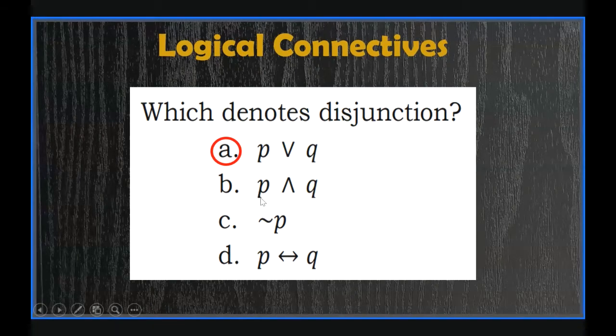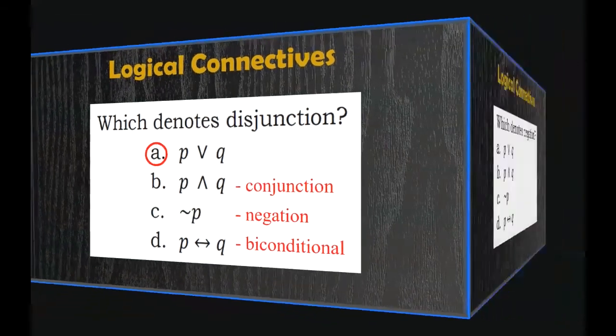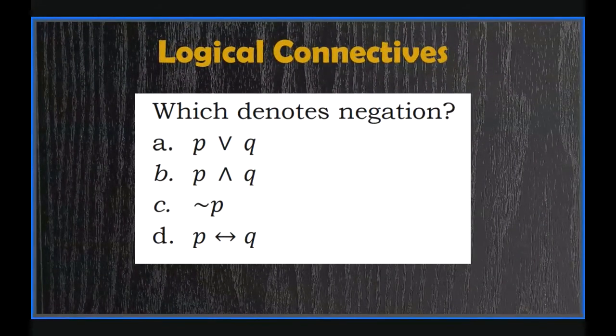Okay? What about letter B? How do we read this? P and Q. Right? Actually, it is a conjunction. What about letter C? Paano natin binabasa yan? Not P. It is a negation. Okay, what about letter D? How do we read that? P, if and only if Q. It is a biconditional. Alright? Okay. Second question, which denotes negation? It's very easy, right? It's letter C.